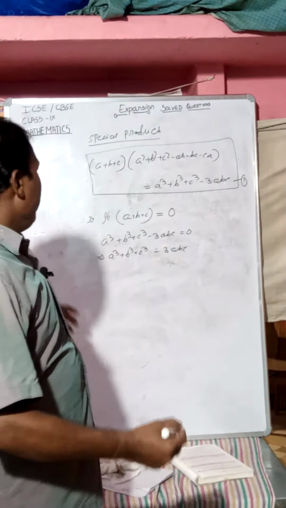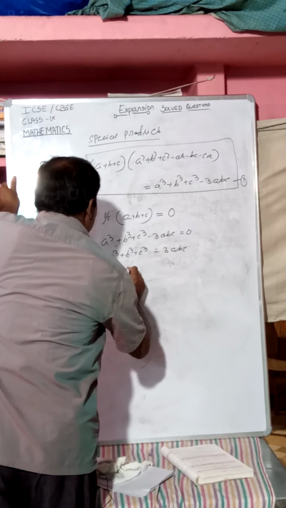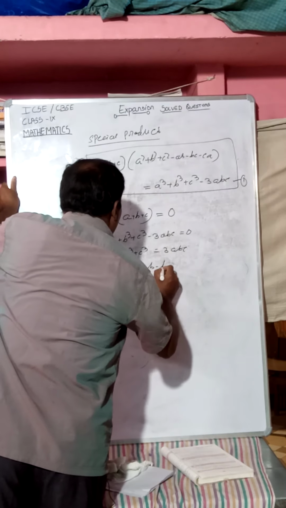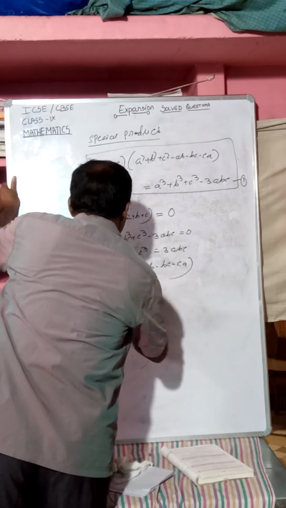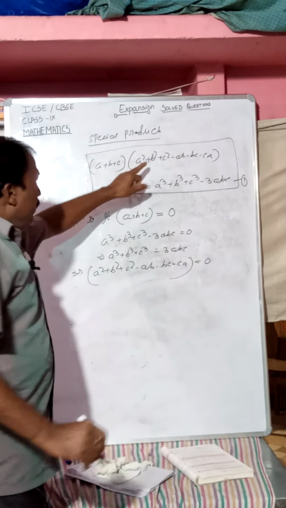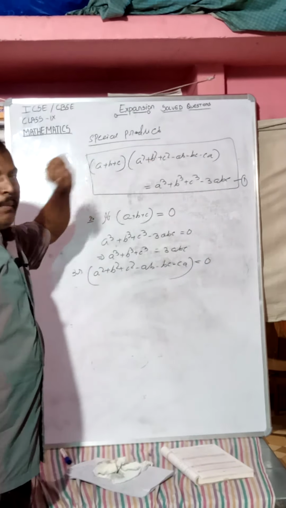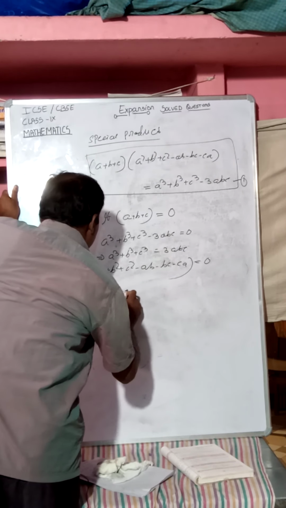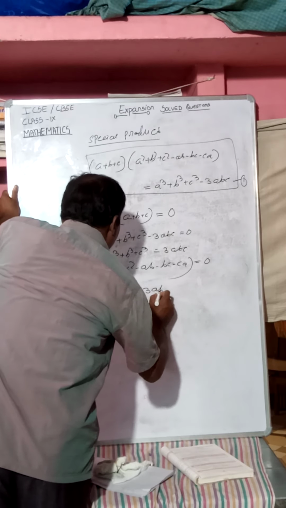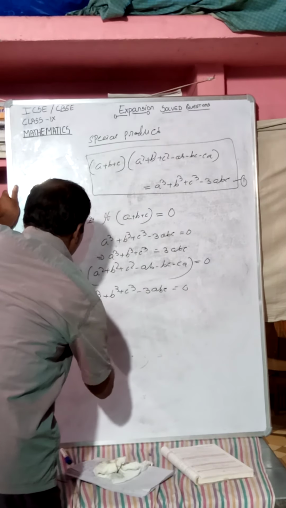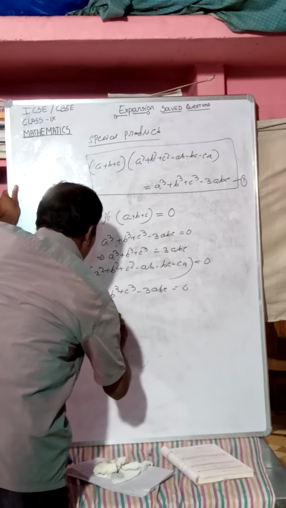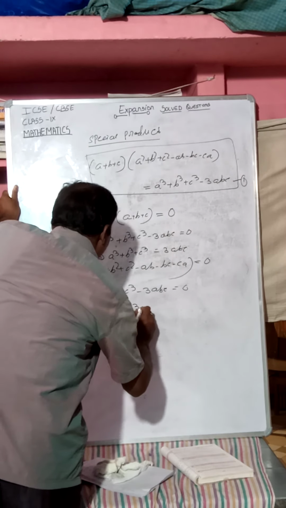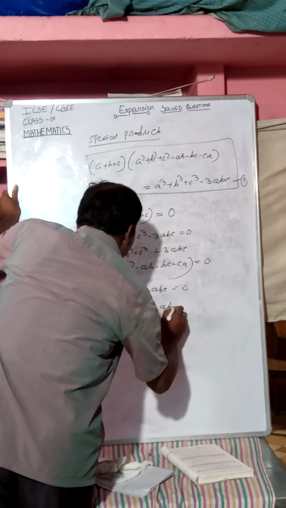Then third, if a square plus b square plus c square minus ab minus bc minus ca is completely 0, if the second factor is 0, then first into second will be 0. So we can write a cube plus b cube plus c cube minus 3abc is equal to 0, which implies that a cube plus b cube plus c cube is equal to 3abc.